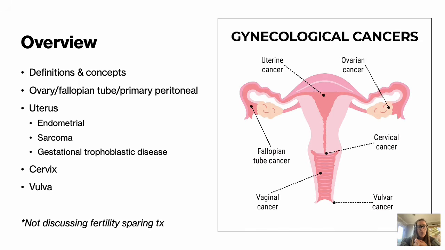So overview, we'll go over some definitions and concepts that I feel are really important and sometimes are not touched on, and then we'll go through each disease site. We won't talk about any fertility-sparing treatments. Each of these could easily be their own hour lecture, so bear with me on how much information I tried to squeeze in. And I used a lot of information specifically for medical students. So this is a great overview, but even a good review for some residents who haven't been on onc in a while.